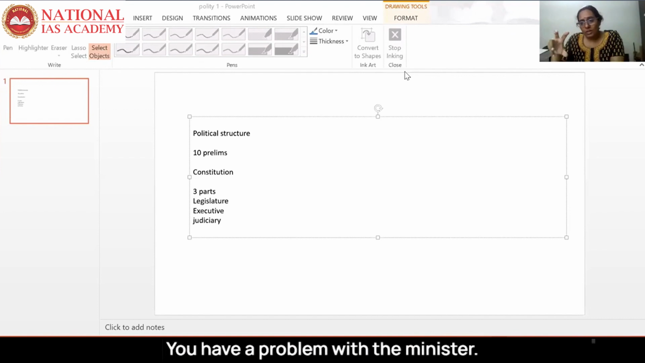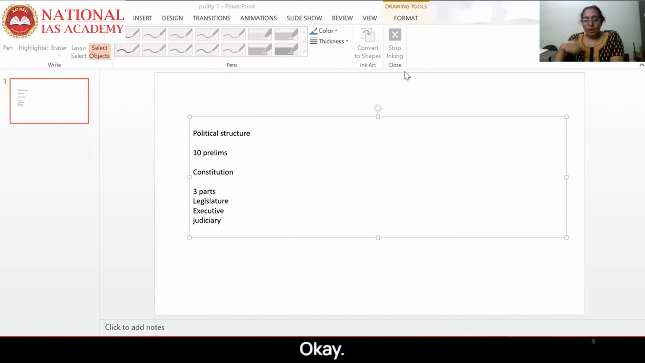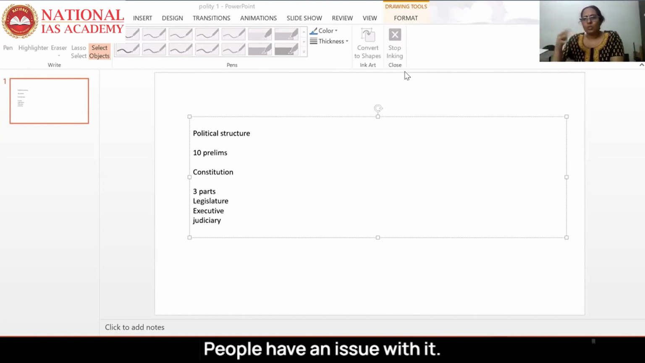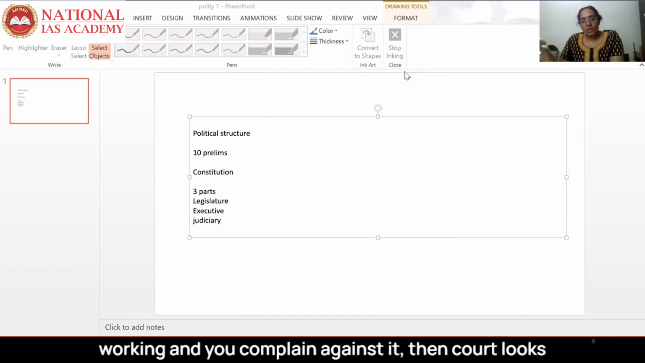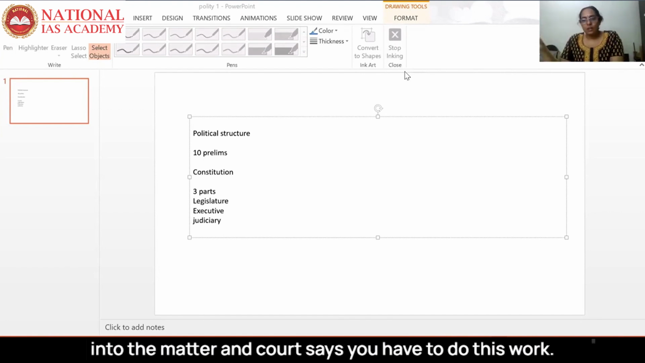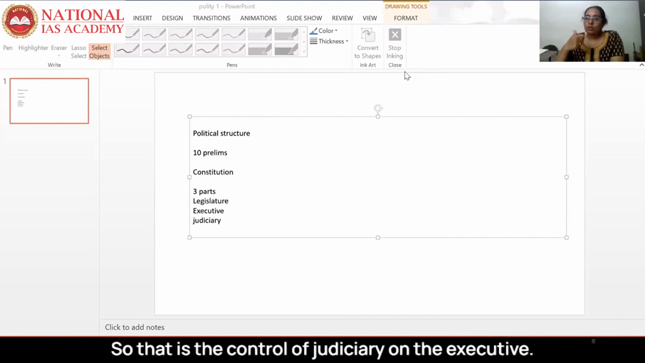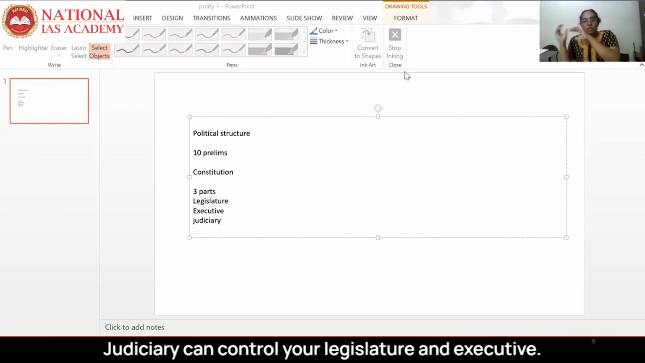If you have a problem with the minister, they ask the minister a question and that minister has to answer for it. For example, you have a problem with GST. So they ask the ministry, what is the problem with GST going on like this? People have an issue with it, look into it. Or if you find a person or a minister not working and you complain against it, then the court looks into the matter and says you have to do this work. So the court will give orders to the government to work. So that is the control of judiciary on the executive. So legislature can control your executive. Judiciary can control your legislature and executive.